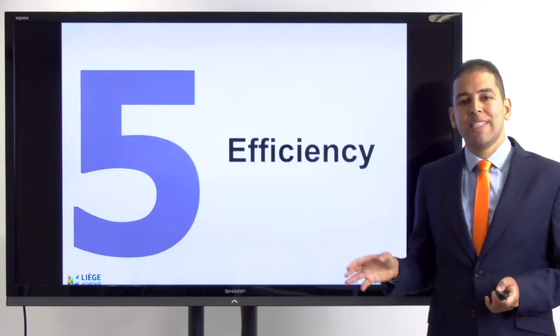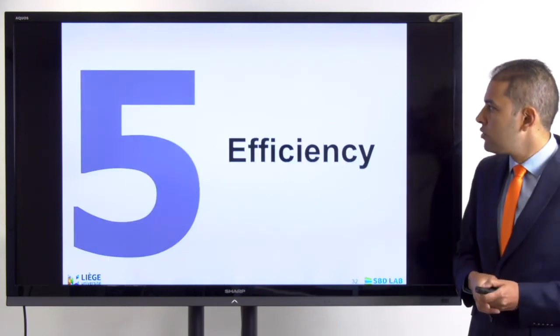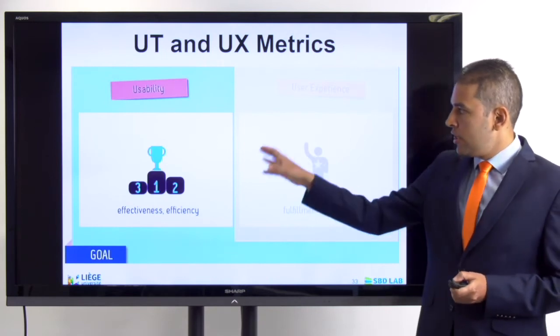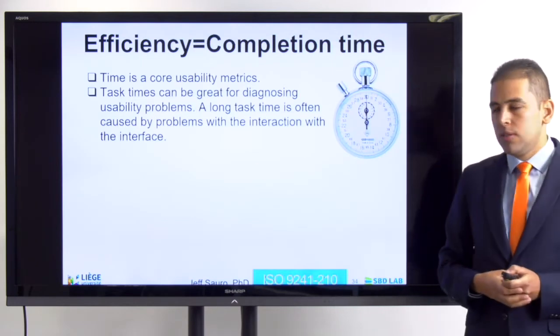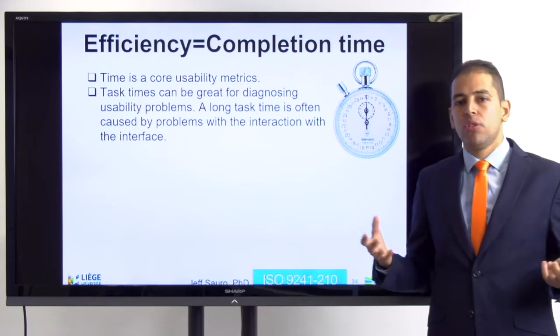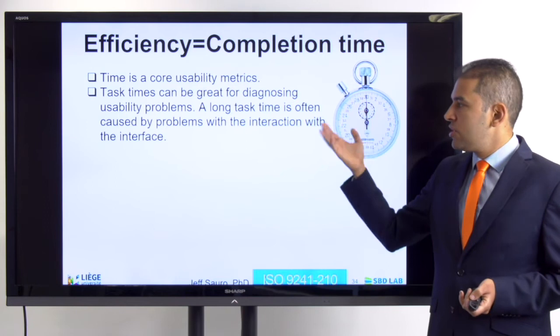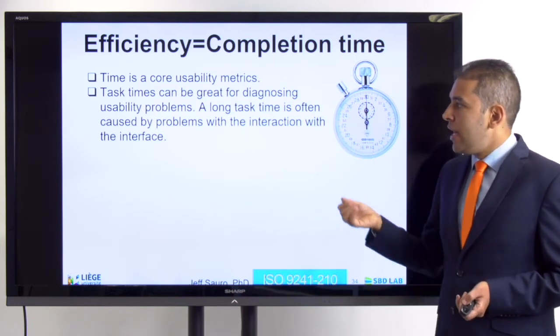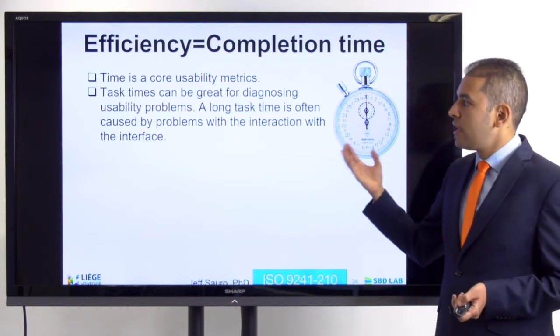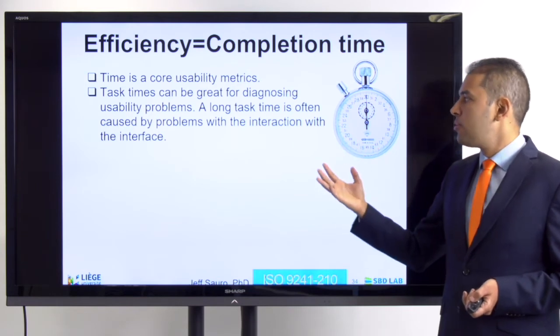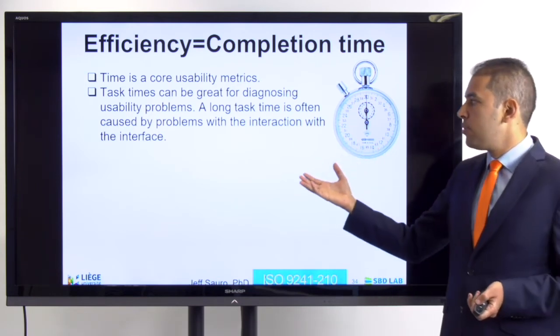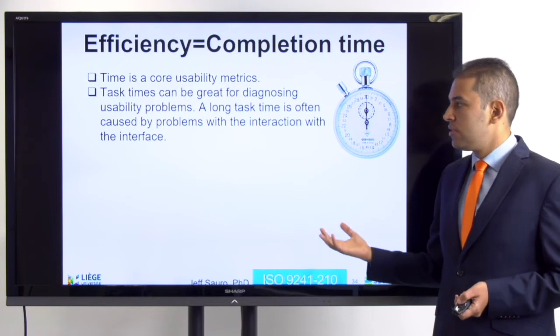Now let's talk about the second metric that you should measure according to the ISO standard, which is related to usability. Here I'm talking about efficiency. Efficiency is simply measured through completion time. So you can measure the time, which is a core usability metric, and task times can be great for diagnosing usability problems.